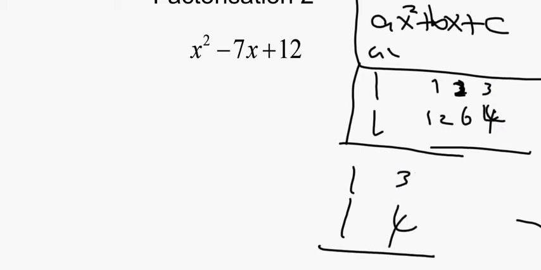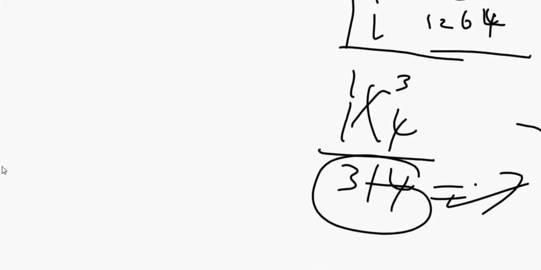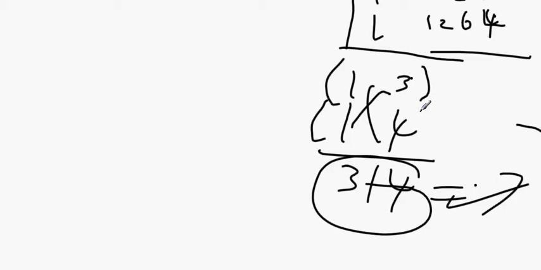Now remember what we do is we cross multiply. 1 times 4 is 4, 3 times 1 is 3. Can we use 3 and 4 to get to 7? Yes we can. 3 plus 4 is equal to 7. Okay, so there's our term. So there's our first bracket, and there's our second bracket.